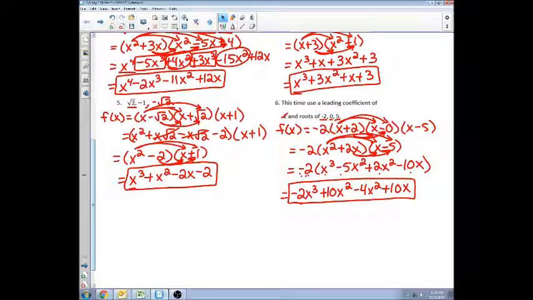Well, that is the end of the lesson. Just remember, the most important thing is that whatever number they give me, I need to put it inside of a parenthesis with an x, but using the opposite number. So if it gives me a 1, I will use x minus 1. If it gives me a 2, I would use x minus 2. If it gave me a negative 1, I would use x plus 1. That is the end of our lesson.